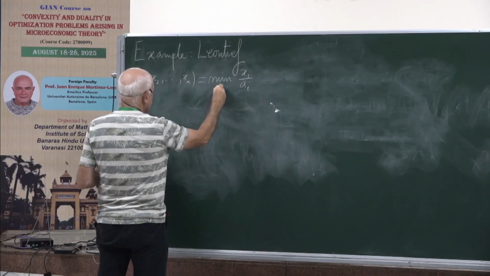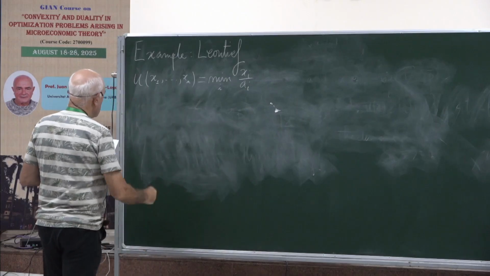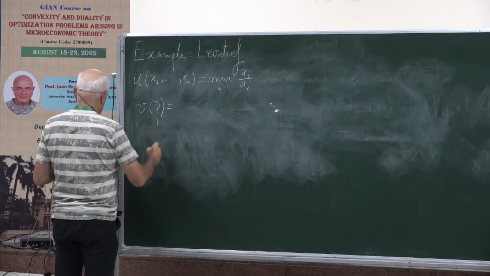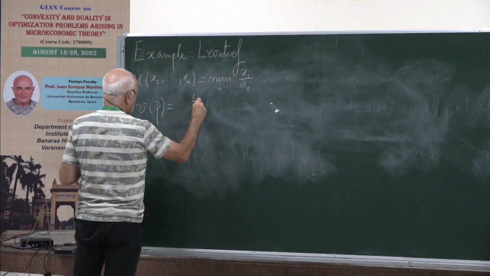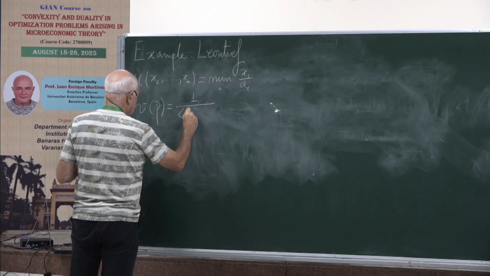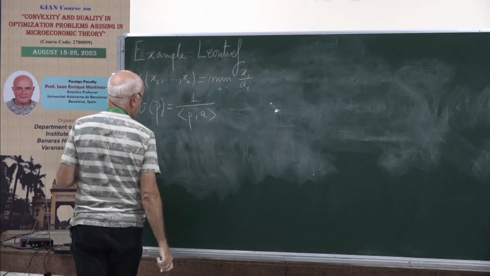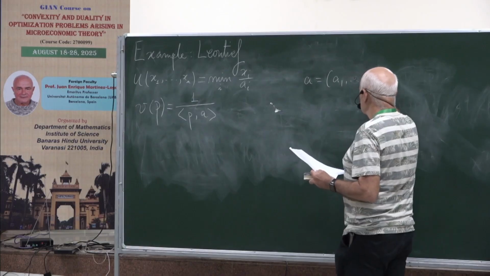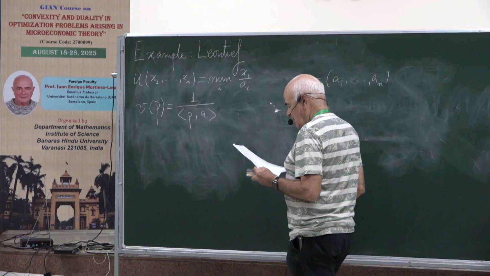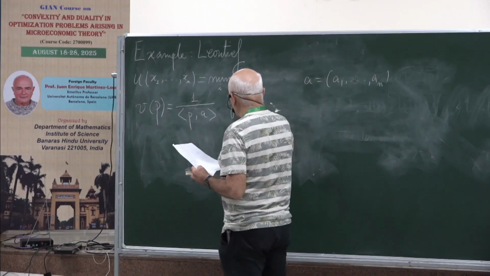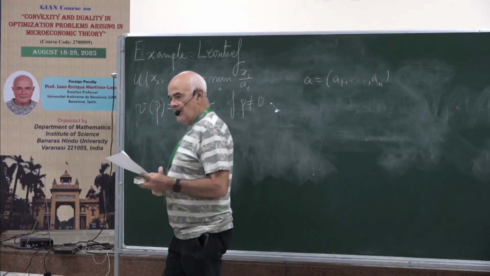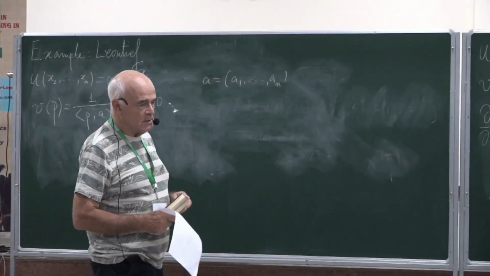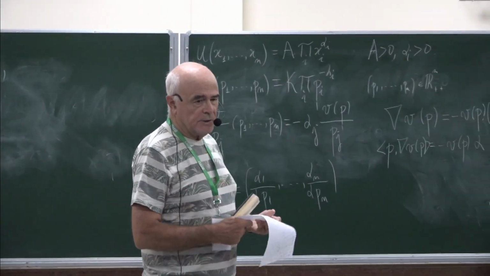This is Leontiev. And we found that V of P, the indirect utility function, is 1 divided by PA, A being the vector of the a_i's, if P is different from 0. This also has a very clear interpretation, no?